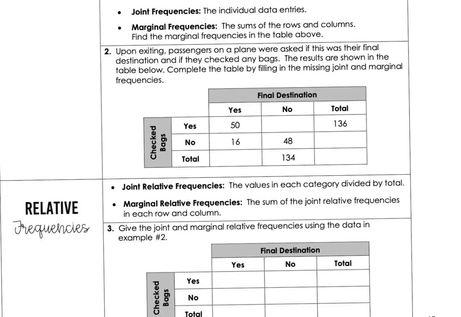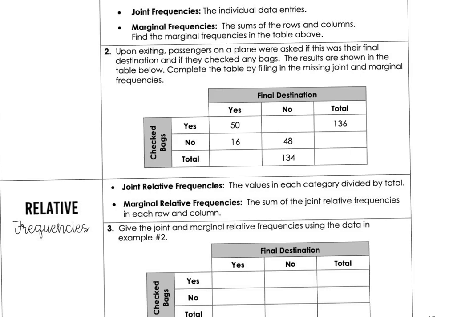Okay, number 2 is set up a little bit differently, because instead of just giving us the data from who checked what box, here we're working backwards. I had 136 people total that said yes, they checked their bag. 50 of them said yes, this is my final destination. To figure out what this number is here, there's 2 ways. I could either take 136 minus 50, or I could take 134 minus 48. Both of those should work out the same way. So we just have to work backwards to figure out what fits in that box right there.